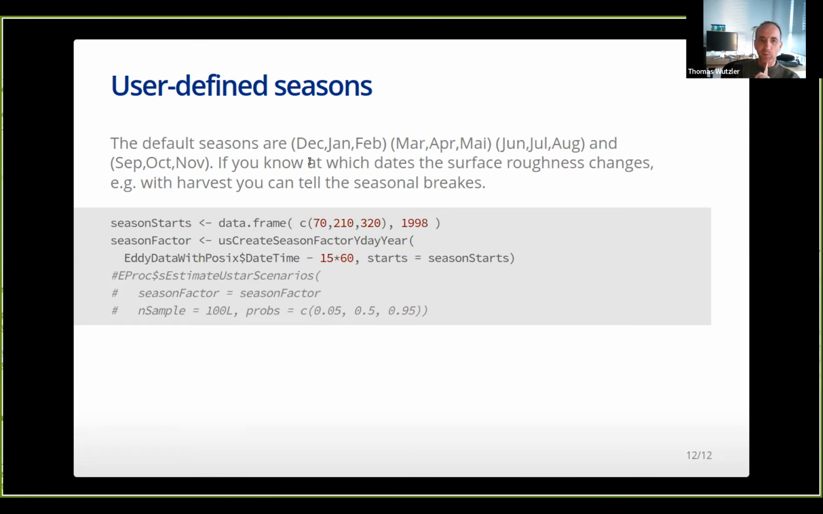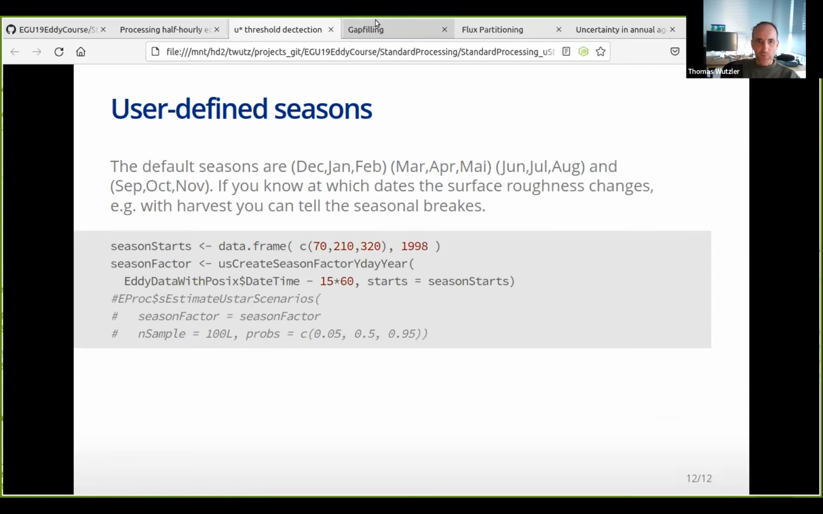Now, by the way, the default starts in December, so it crosses the year boundary, January, February, for winter season, then spring season, summer season, and autumn season. So much for the new u-star threshold estimation.